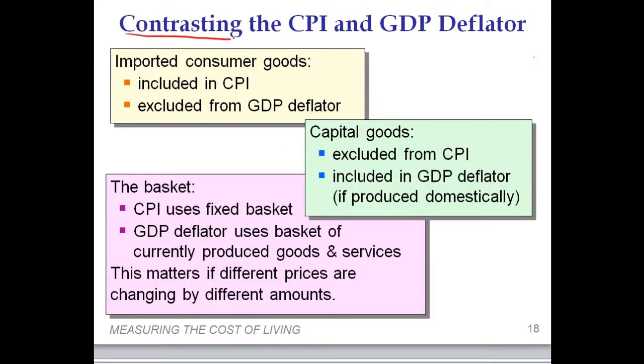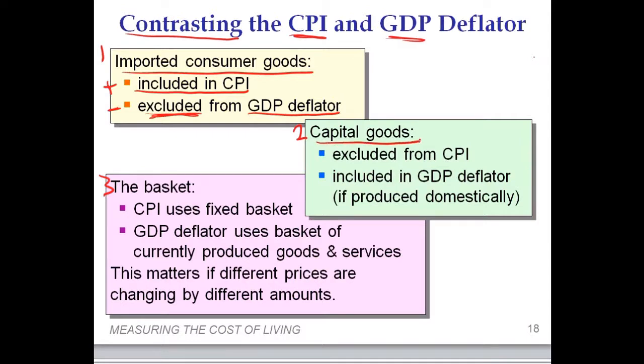There are some important contrasts between CPI and GDP deflator. Even though they both essentially measure inflation, they do so in three different ways. First one is imported consumer goods. Imported consumer goods would be included in the CPI, but remember that in GDP deflator, we subtract imports from our total GDP calculation. So imported consumer goods are going to be excluded from the GDP deflator.